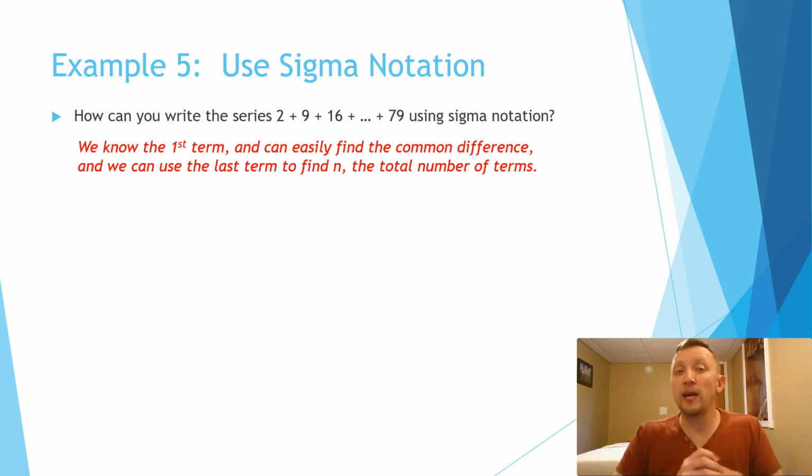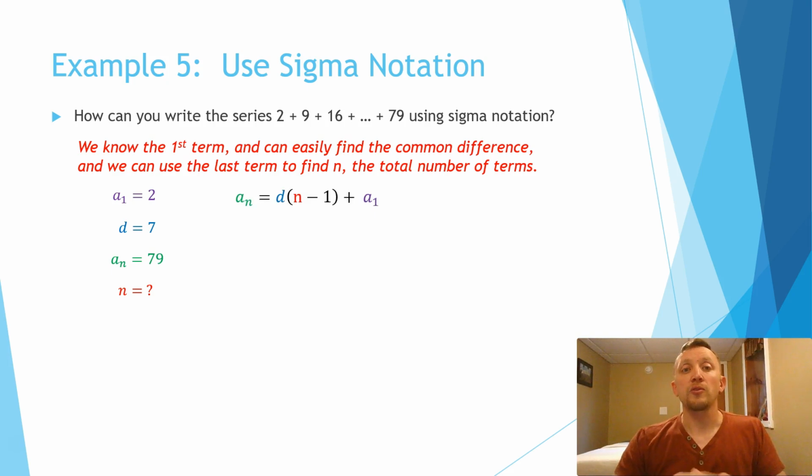We have to use a lot of what we've learned in this entire lesson, from the previous video as well as this one. So let's start by finding an explicit formula. We know the first term is 2, our constant difference is 7, and the last term is 79. So we need to figure out what n is. Using that explicit formula, we're going to plug each of those numbers in. Notice the color coding I've done there for you to make it easy to see where we plug each of those numbers in. Now we're going to solve that.